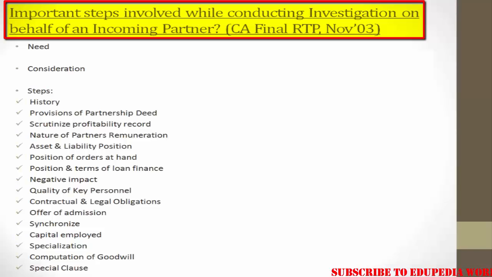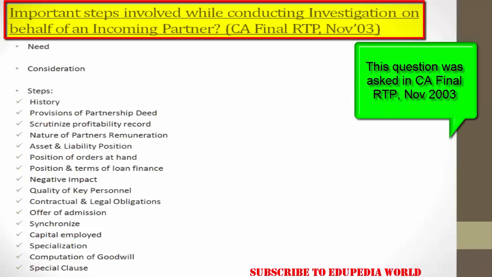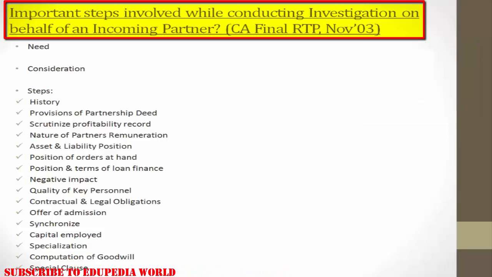In either of the two scenarios, this question was asked in November 2003 and in various other attempts as well. This is one of the questions which is repeatedly asked in C.A Final revisionary test papers as well. So number one, you need to understand one thing: what is the need? What's the need of doing that?